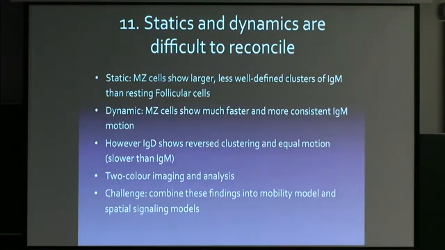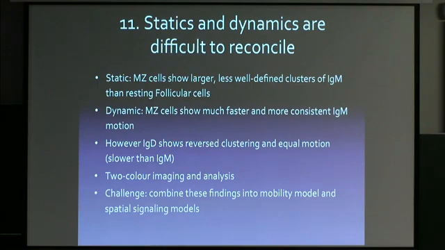So thing 11, and I guess this is almost the last slide. Thing 11 is statics and dynamics are difficult to reconcile. I just showed you the only partial success I have so far, and we have to agree it's pretty partial success, in reconciling statics with the dynamics. The marginal zone cells show bigger, less well-defined clusters of IgM than the resting cells. They're more dynamic, things are moving around more. However, it's difficult to reconcile this when IgM is doing one thing and IgG is doing something completely different between the resting and activated cells.